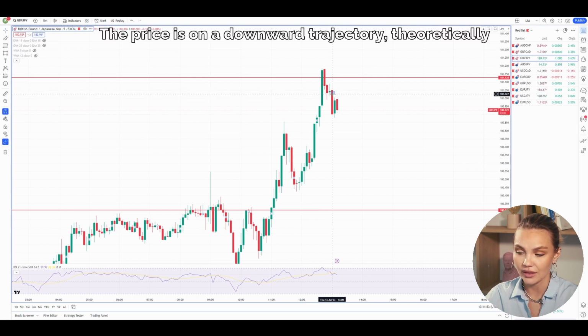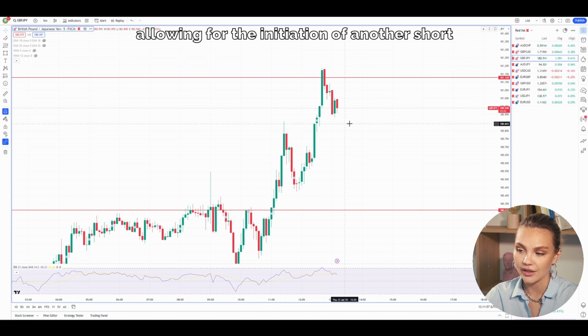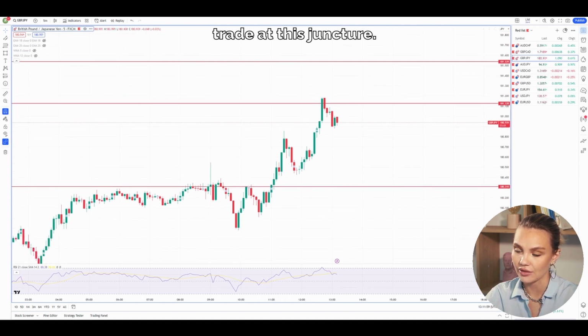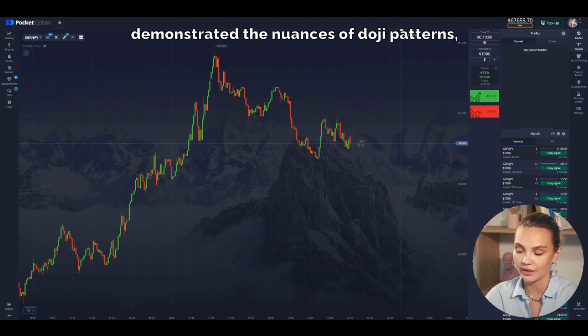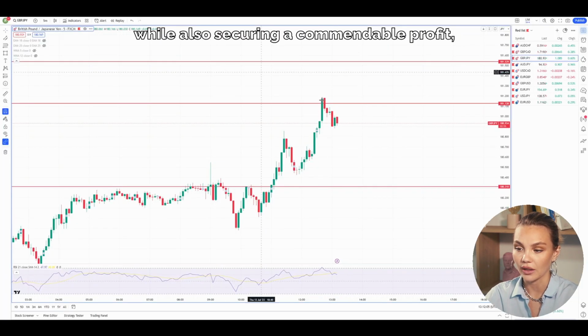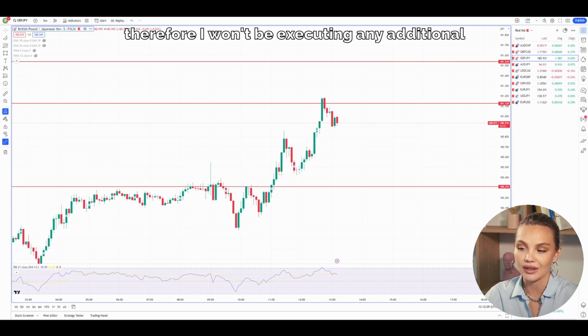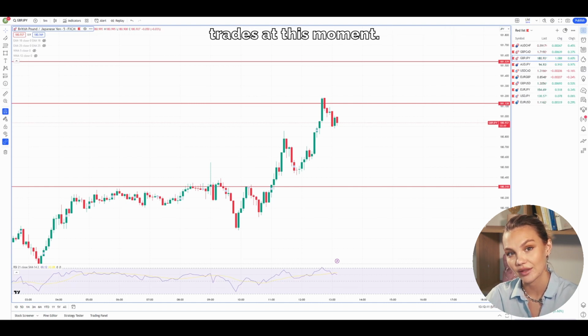The price is on a downward trajectory, theoretically allowing for the initiation of another short trade at this juncture. However, I have already elaborated on and demonstrated the nuances of doji patterns, while also securing a commendable profit. Therefore, I won't be executing any additional trades at this moment.